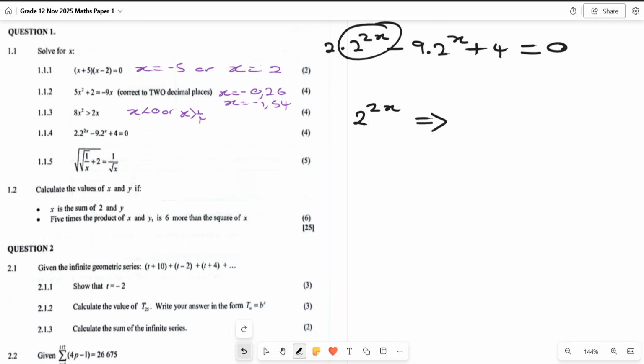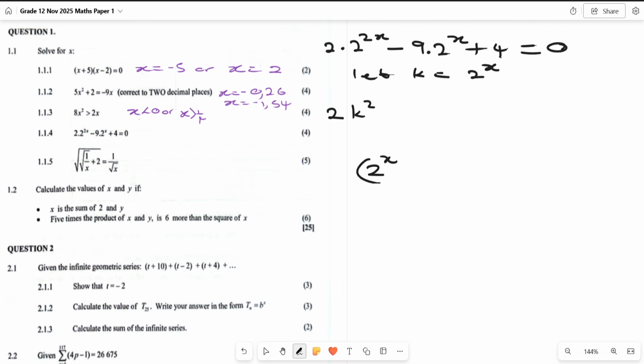So moving on, we're going to say let k equal 2 to the power of x. Therefore, we're going to have 2k squared. Why did I say that? Because this is 2 to the x, to the power of 2, this here. Okay, pardon me. So that's why we're saying k squared. And then we're going to say minus 9k plus 4 is equal to 0.